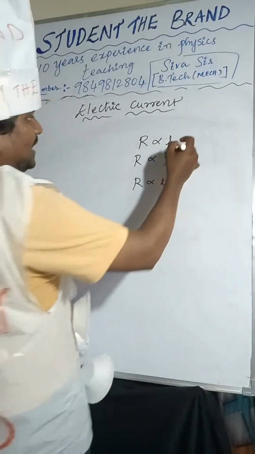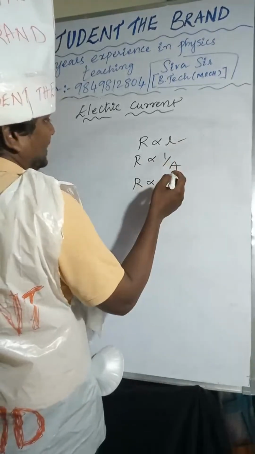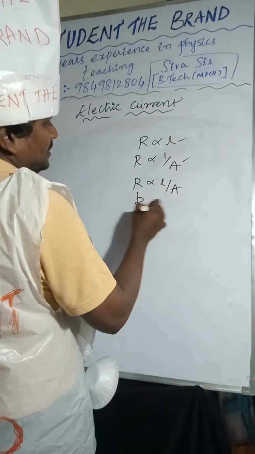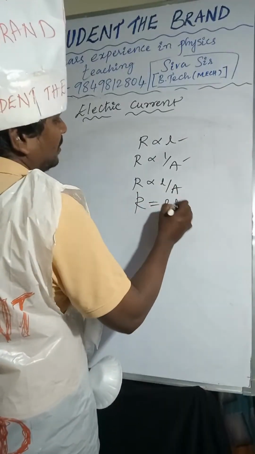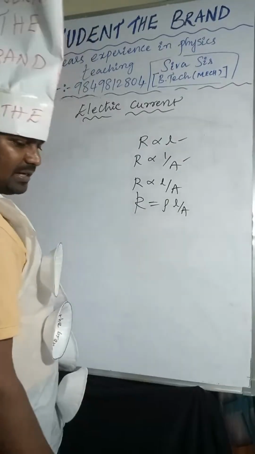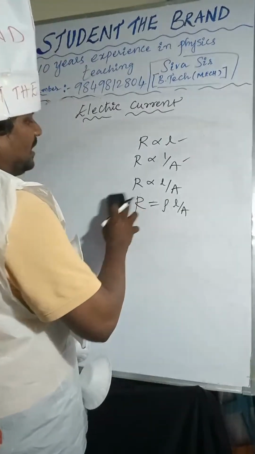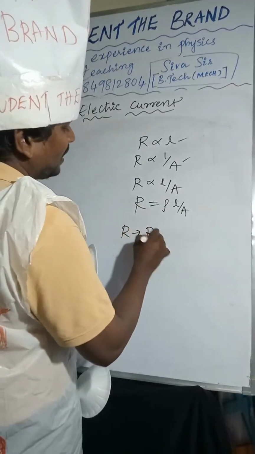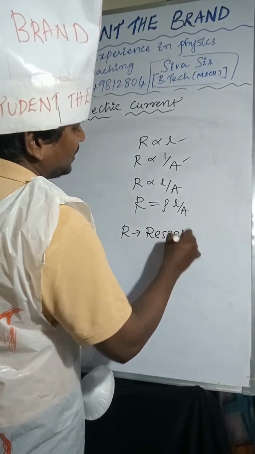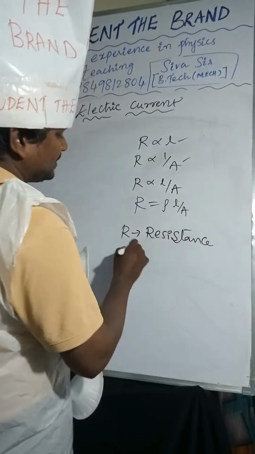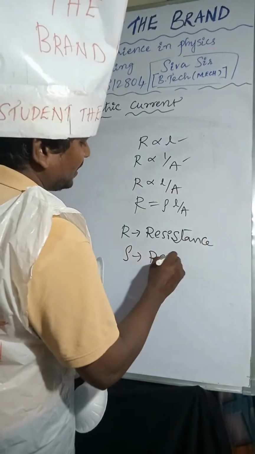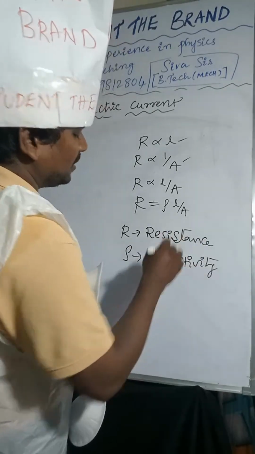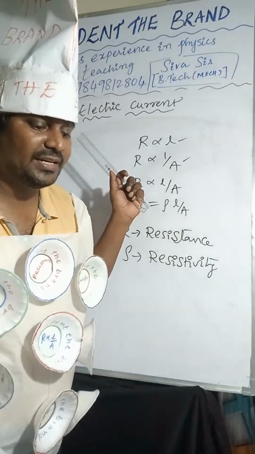Resistance is directly proportional to length. Resistance is inversely proportional to area. Resistance is directly proportional to L by A. So rho equal to L by A. Here R is resistance and rho is resistivity.